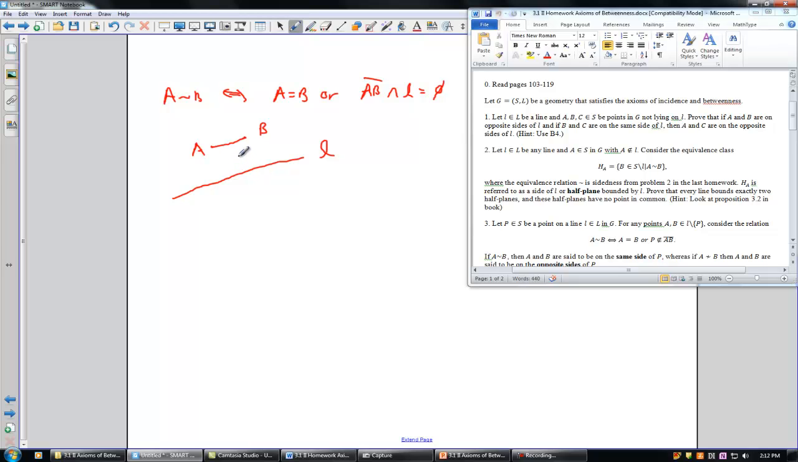All right. So, how do we prove that every line bounds exactly 2 half planes, and these half planes have no point in common? We could write this down. Every line bounds exactly 2 half planes that have no points in common.